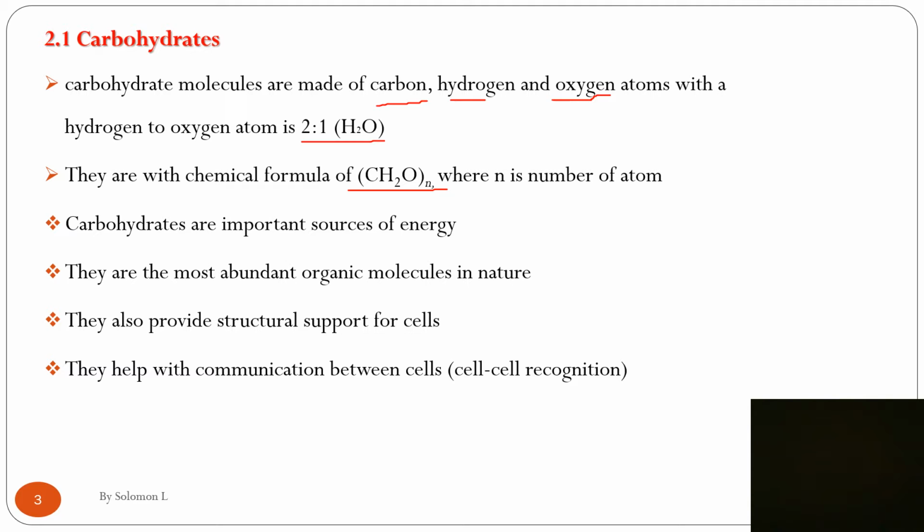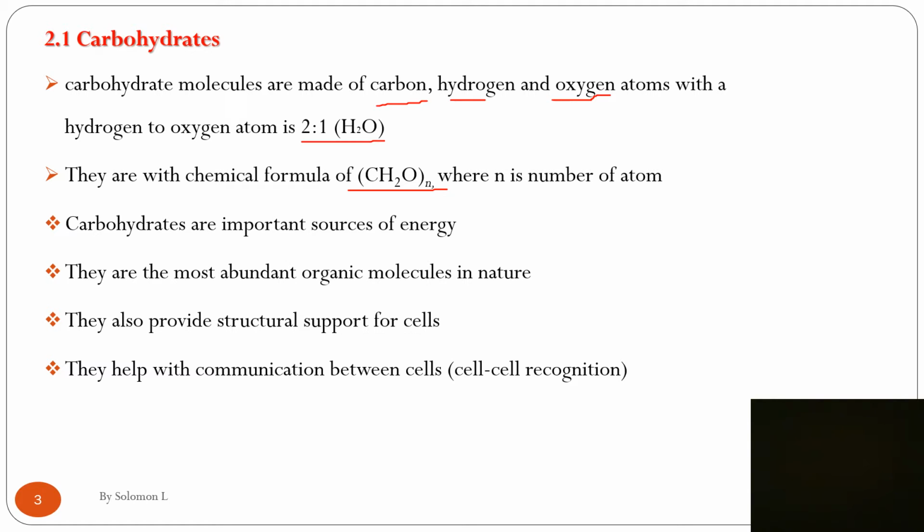Carbohydrates are an important source of energy. The energy requirement of organisms is mostly satisfied from carbohydrates. Therefore, they are an important source of energy for many organisms. They are the most abundant organic molecules in nature. You can think of plants. Most plants are made up of carbohydrates. Therefore, they are the most abundant organic molecules in nature, more than any other organic molecules. And they also provide structural support for cells.